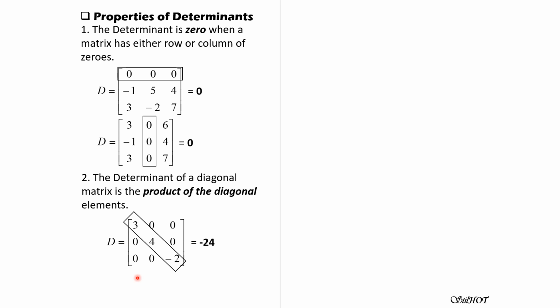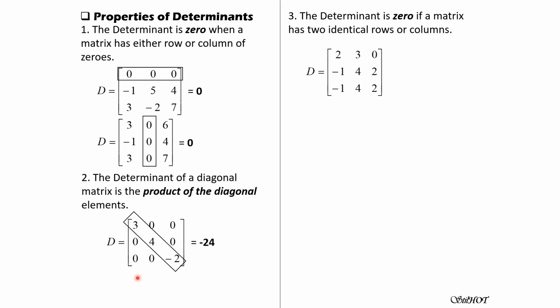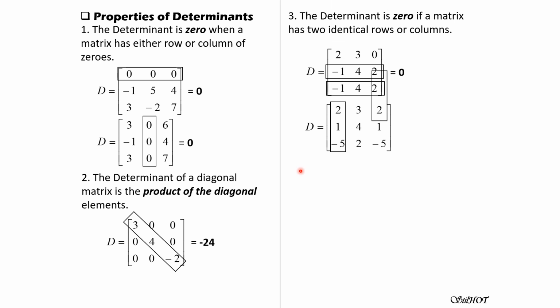Third property, the determinant is 0 if a matrix has 2 identical rows or columns. So in this example here, you have rows 2 and 3 identical, so the determinant is 0. Even if you do not know this property, you can still check this with your calculator, or you can check this manually. Anyway, this is just 3 by 3. And in this second example, columns 1 and 3 are identical correspondingly. So the determinant is 0.